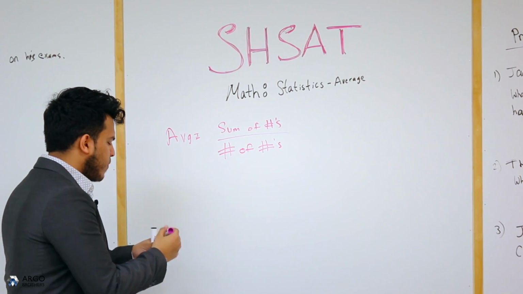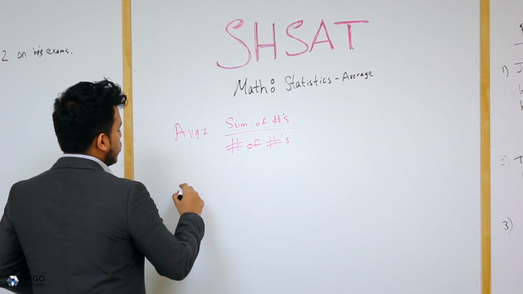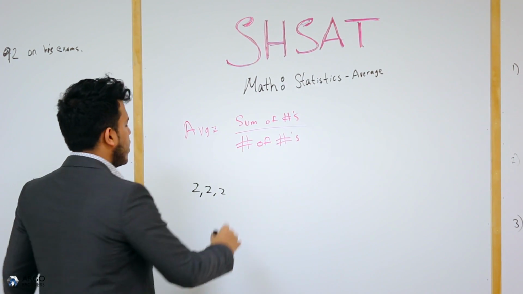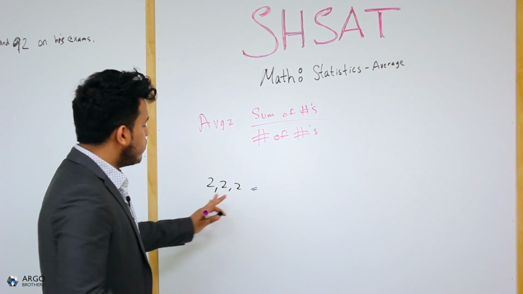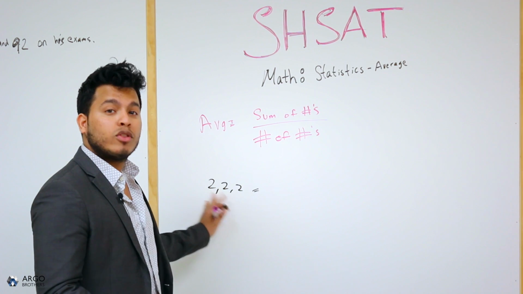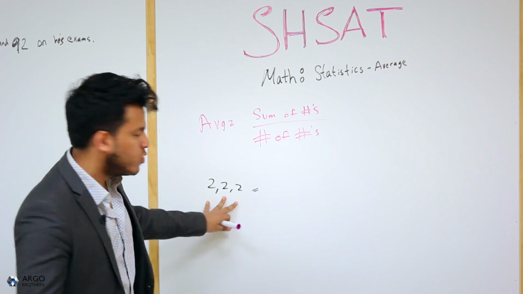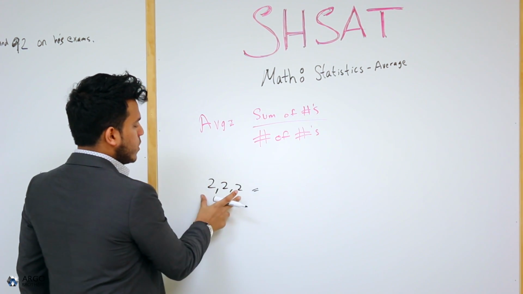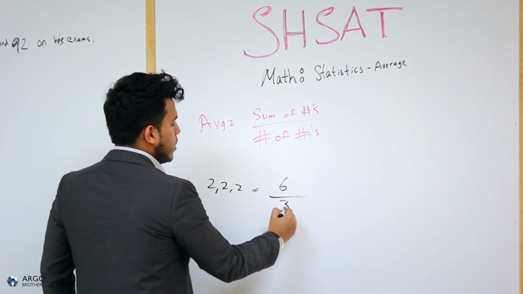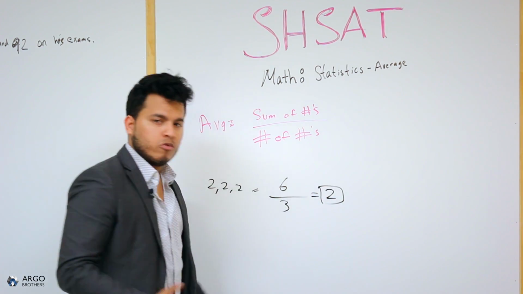So if I give you a very quick and easy example, and I say, I have a list of numbers here, 2, 2, and 2. What's the average of this list of numbers? And you would say, well, this is very easy. 2 plus 2 plus 2 is 6. 6 divided by 3 is 2. So the average for this list is actually 2, right? The sum of numbers is 6 over the number of numbers, 1, 2, 3. And of course, 6 over 3 is 2. And that's the average, right?